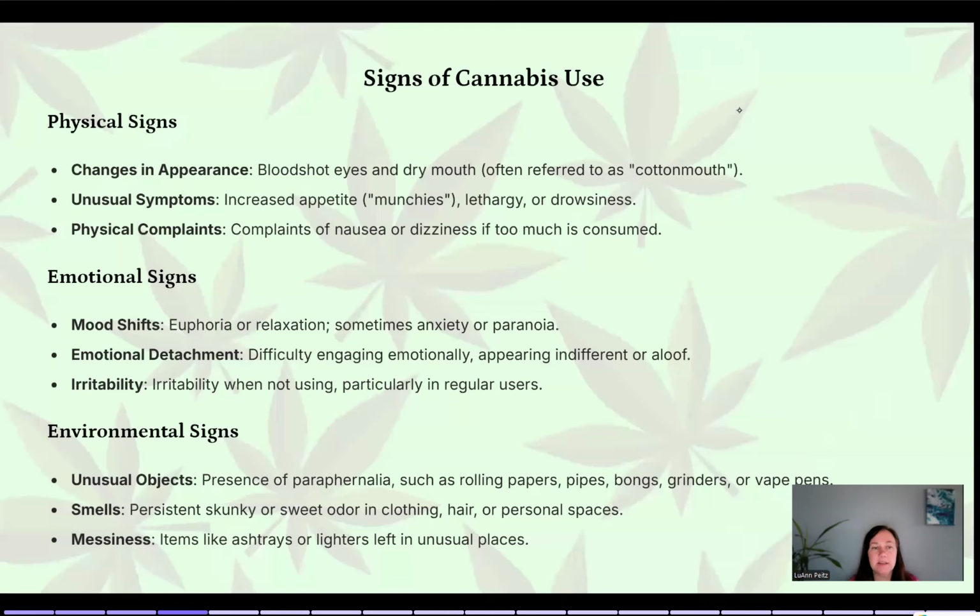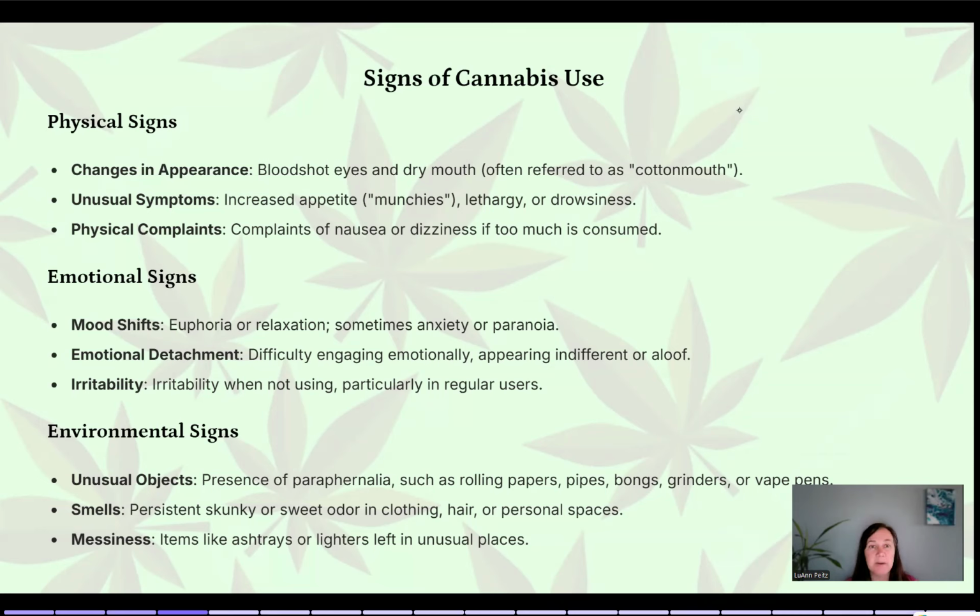So let's look at the signs of cannabis use. Physical signs. When they use, there's a change in appearance. You'll see bloodshot eyes and dry mouth, sometimes referred to as cotton mouth. Sometimes they'll have unusual symptoms like increased appetite, referred to as the munchies.